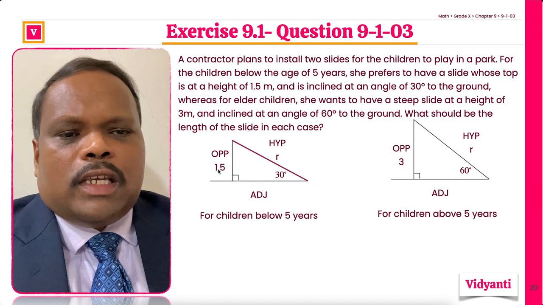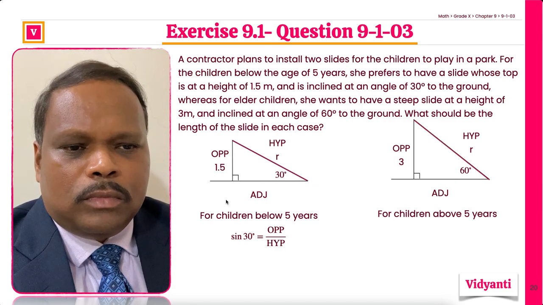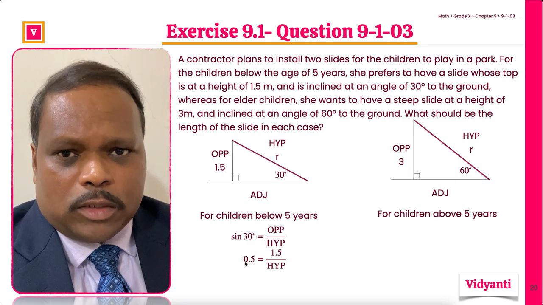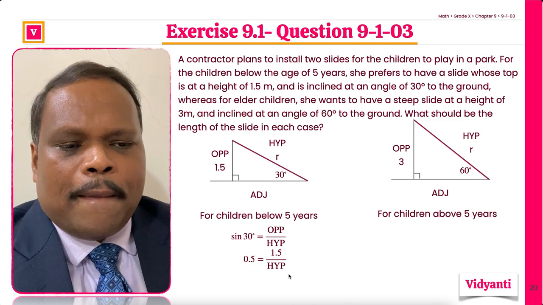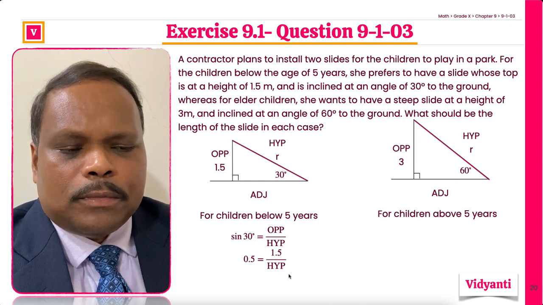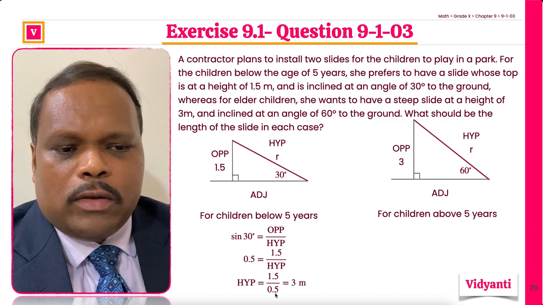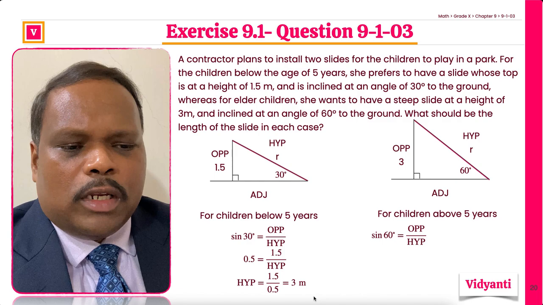In this case, we are trying to correlate opposite with hypotenuse. So we'll use the sine ratio. Sine of 30 degrees is half, which is 0.5, by the way. You can write 1 by 2 or you can write 0.5, either way. Then you can exchange the hypotenuse with 0.5. Hypotenuse will be 1.5 divided by 0.5. Dividing by 0.5 is multiplying by 2, so that will come out to be 3.